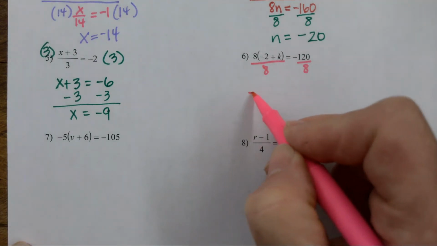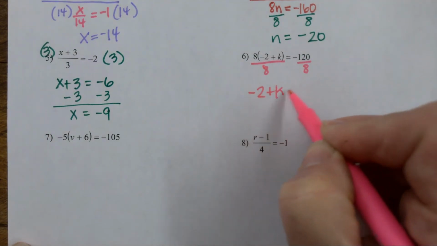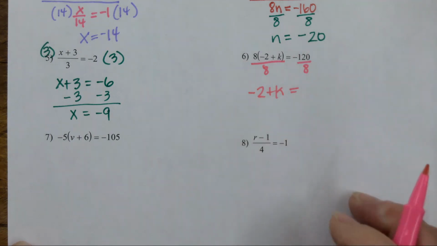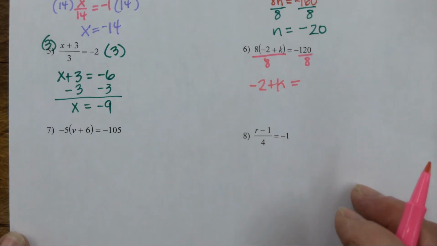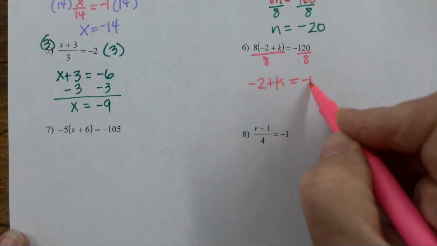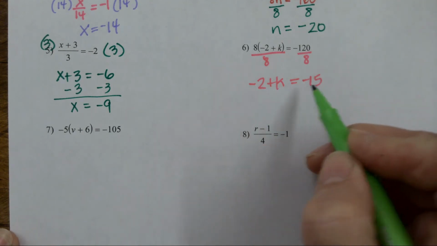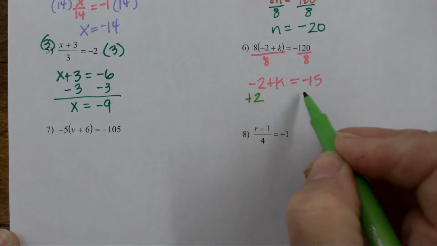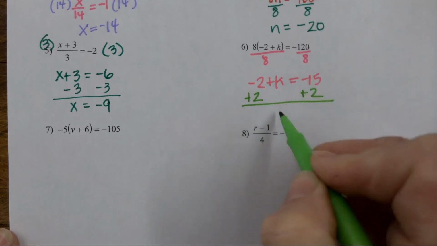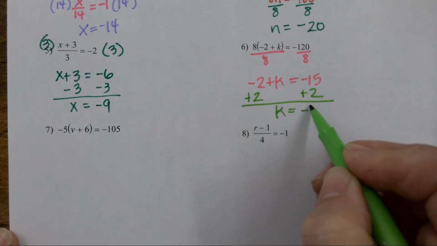That leaves me with negative 2 plus k equals, what's negative 120 divided by 8? Negative 15. Okay. And then what? Add the 2. Perfect. Okay.